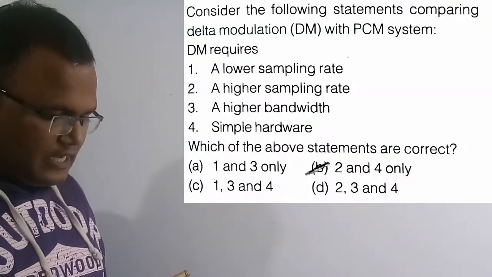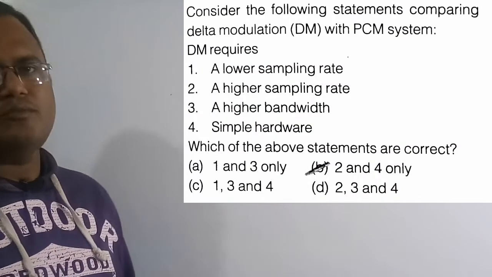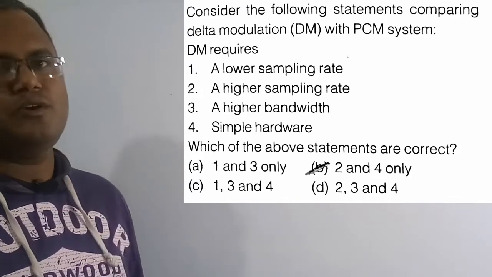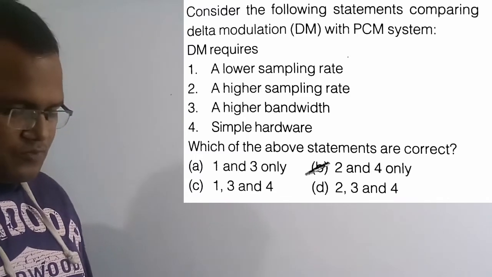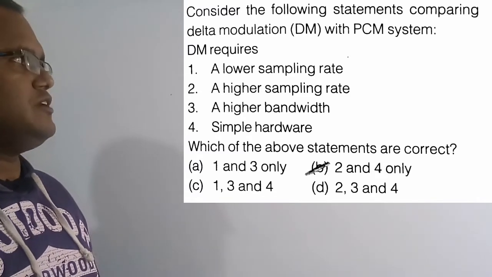See the question here. Consider the following statements comparing delta modulation with the pulse code modulation system. So we are going to compare delta modulation and pulse code modulation. Out of this, which of the above statements are correct? Out of these four options, option B, 2 and 4, is the correct solution of this question. So let's solve this numerical.